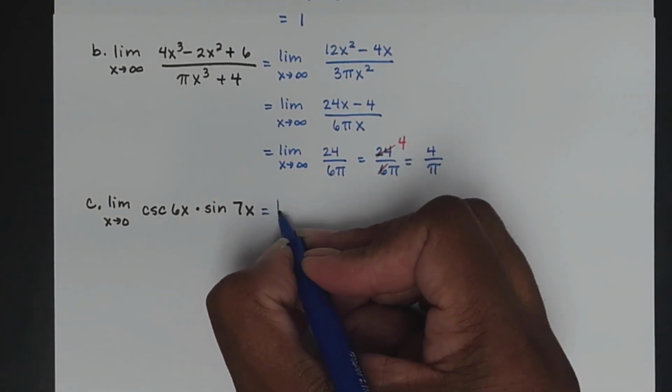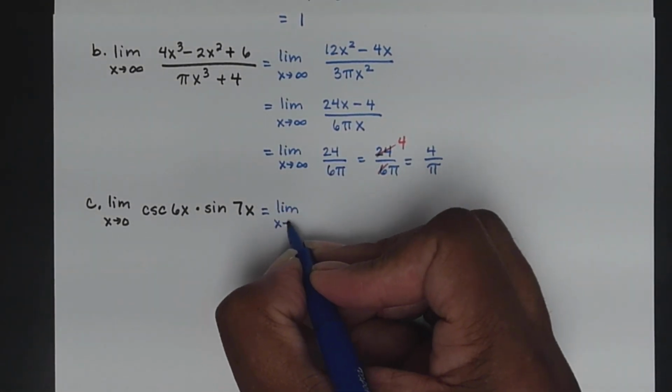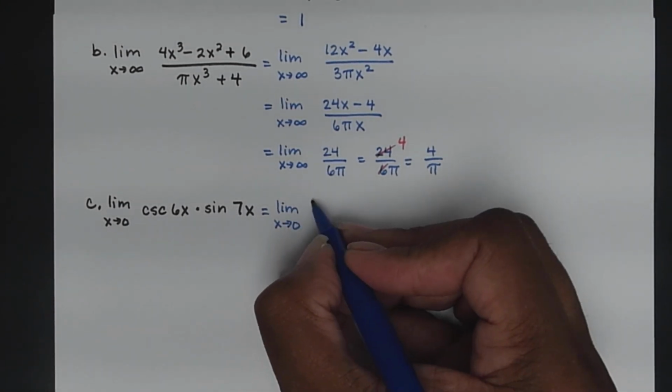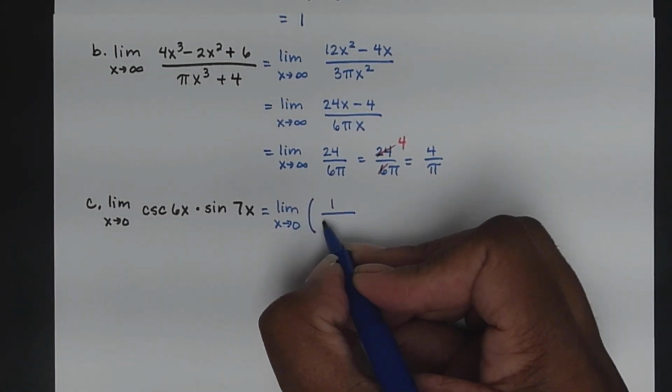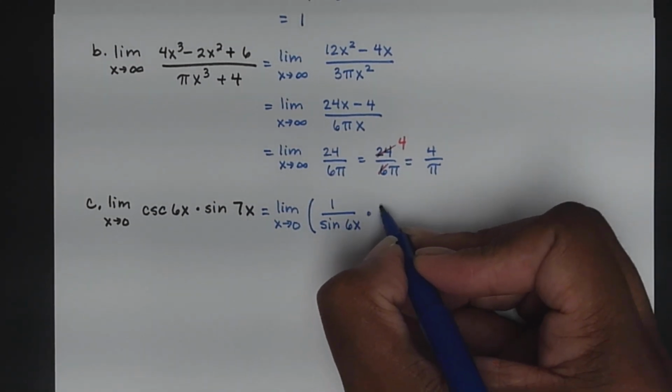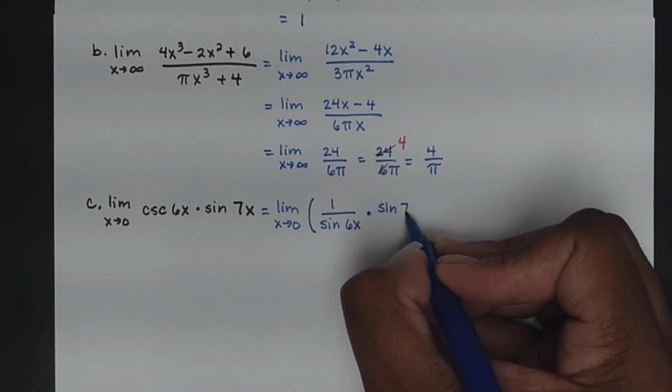Well, let me bring the limit as x approaches 0. The cosecant of 6x is actually 1 over the sine, so it'll be 1 over the sine of 6x. Then that's multiplied by the sine of 7x.